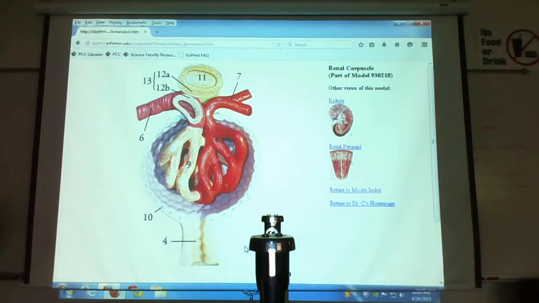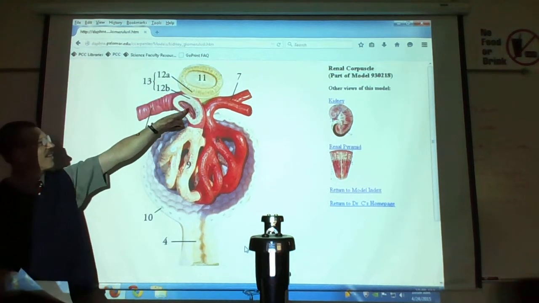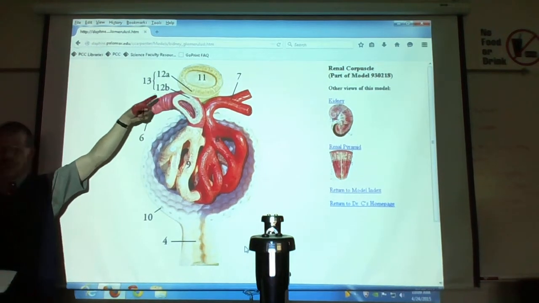Juxtaglomerular apparatus. You learned that with blood pressure regulation. Juxtaglomerular cells and the nephron. I know I mentioned juxtaglomerular cells. Okay, you did. Moving on. I'm pretty sure I did. But these were for the renin-angiotensin-aldosterone system.